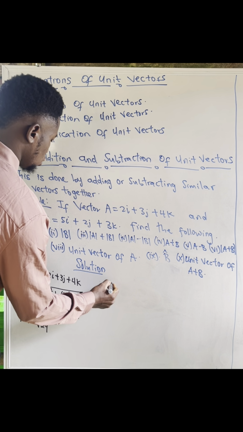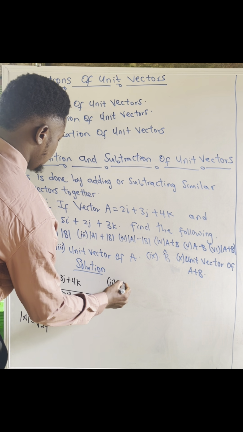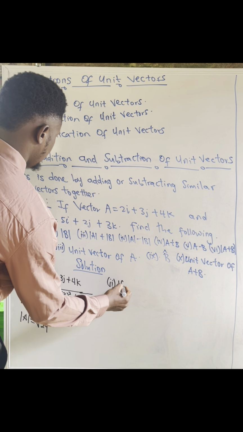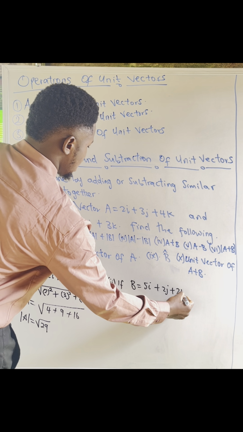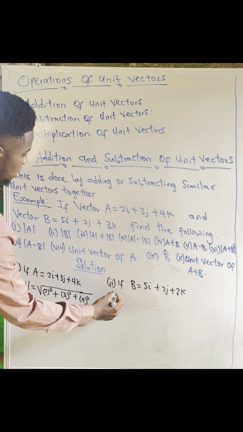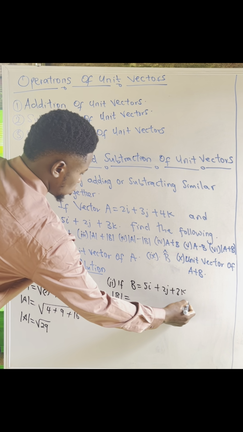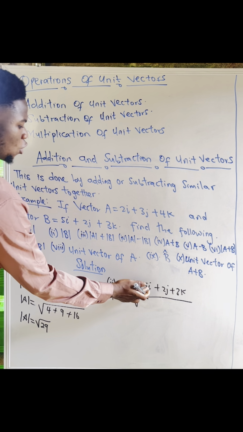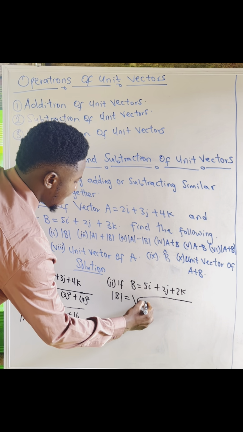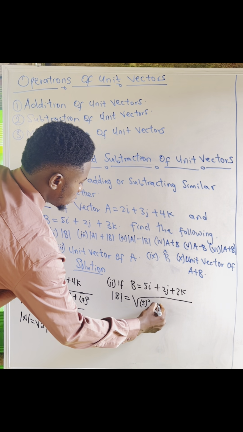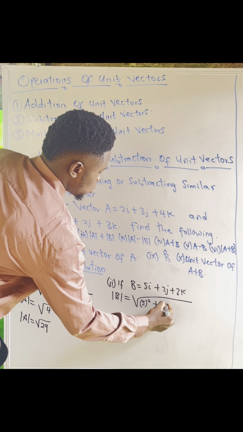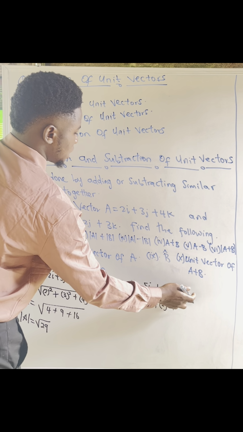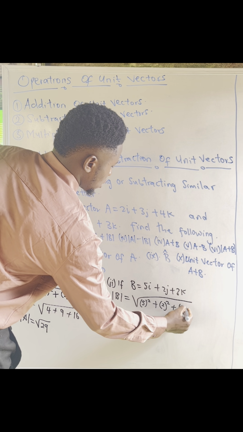Now, for number 2, if vector B is equal to 5i plus 2j plus 3k, then the magnitude of B will just be square root. The coefficient of i is 5, so this will be 5 all squared. Plus, open another bracket. The coefficient of j is plus 2, so this will be 2 all squared. Plus the coefficient of k is 3, so this will be 3 all squared.